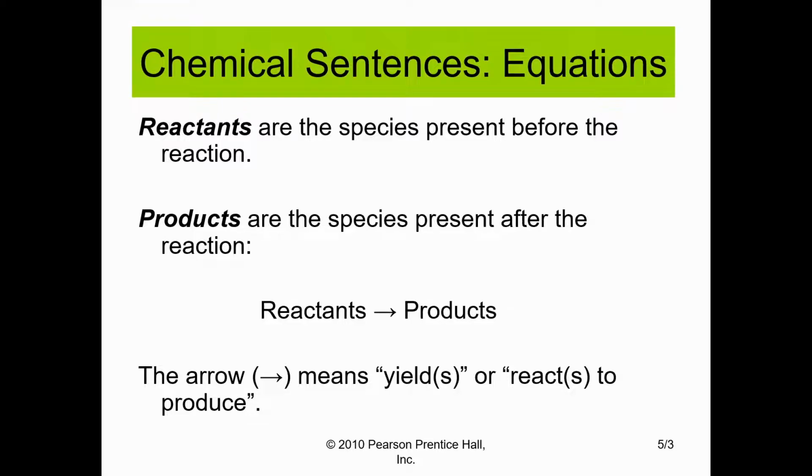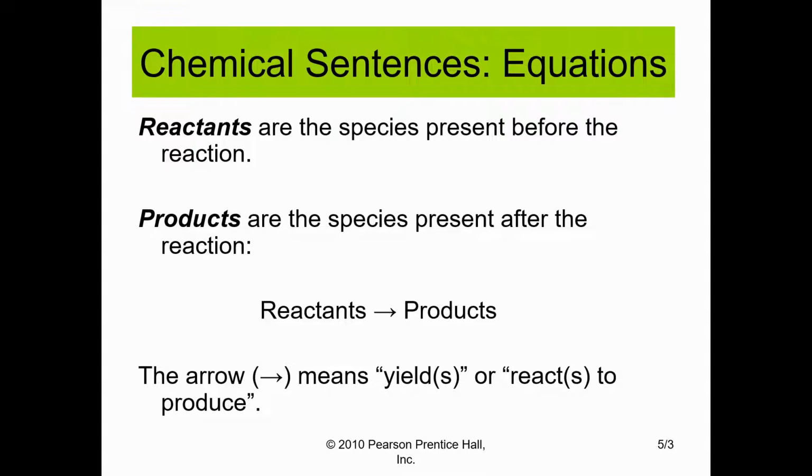First, let me draw your attention to the arrow. The arrow is the piece of the puzzle that signifies where we start and where we finish. Everything to the left of the arrow is going to be a reactant. This is the initial state of the molecules that are involved in the chemical reaction. Everything to the right of the arrow is the product. This is everything that is produced by the chemical reaction. This is the end result of the chemical reaction.